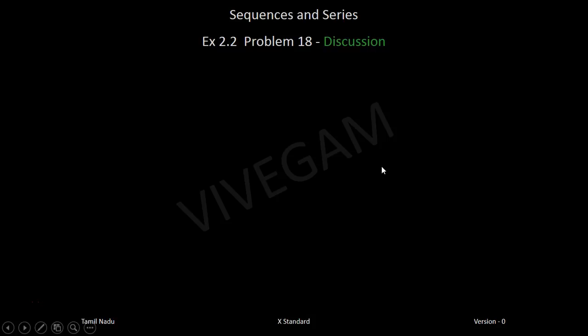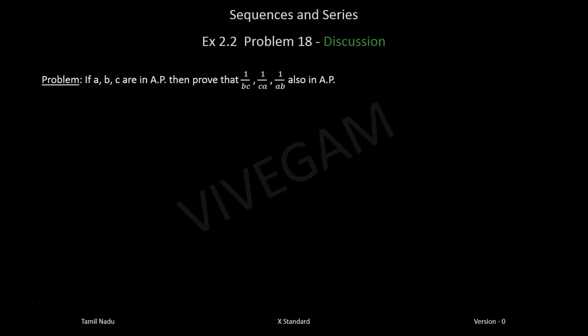Okay, exercise 2.2, problem 18, discussion. Let's read the problem. If A, B, C are in AP, then prove that 1 by BC, 1 by CA and 1 by AB are also in AP. It's very similar to our problem 17.